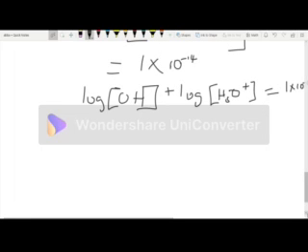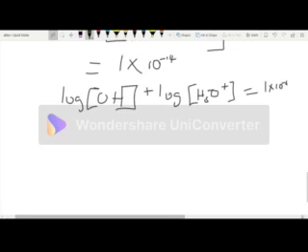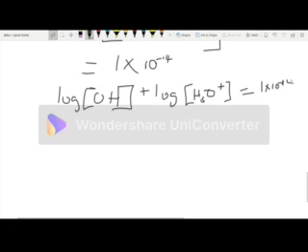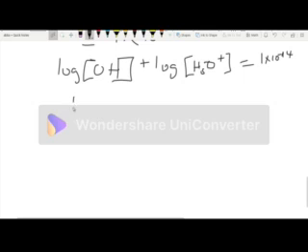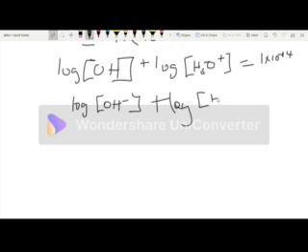Where is the other one? I want to move it to this side like this. This is 14, right? So now we have this net here, so we can conclude and say the log of the hydroxide ion plus the log of the hydronium ion, the concentration, is equal to 14, right? So now we can solve this.